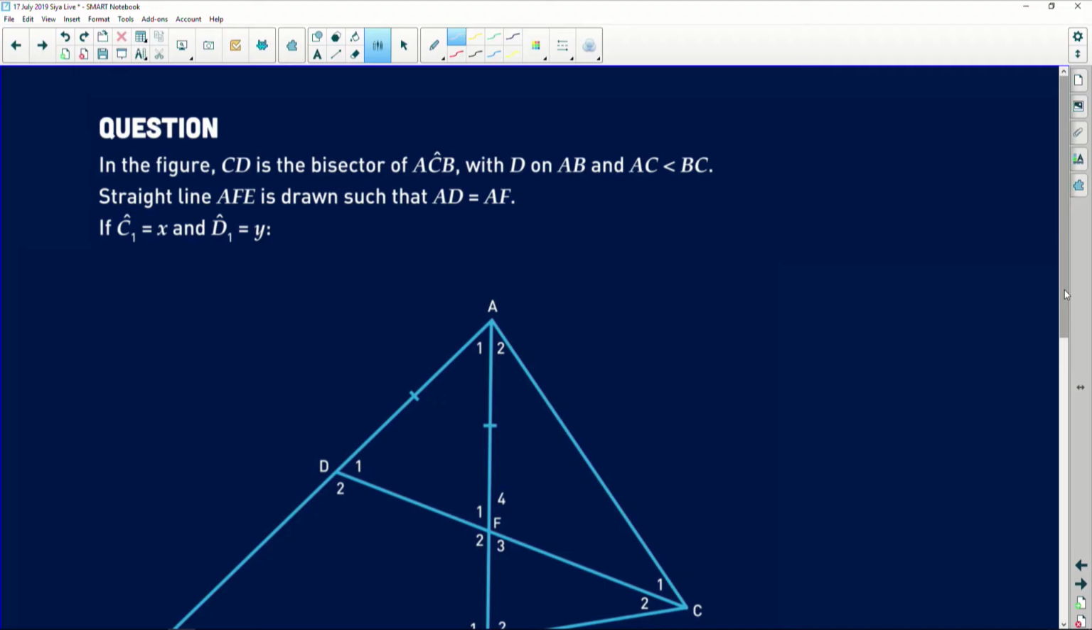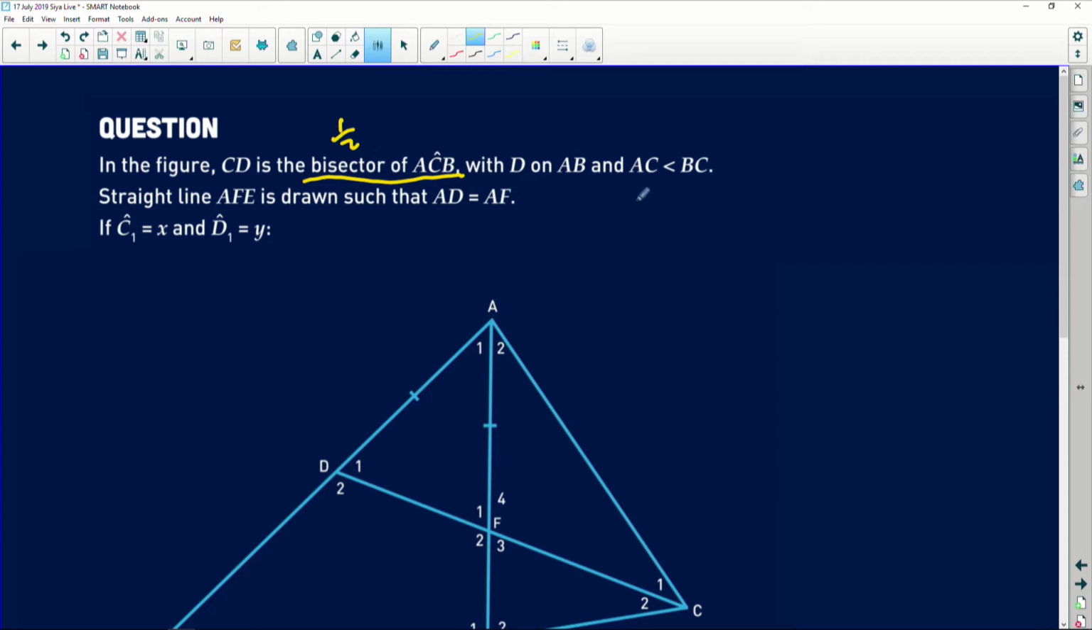Guys, let's have a look at what the question says. The question says, in the figure, CD is a bisector of angle ACB. Bisector would mean that it cuts in half, so it cuts it into two halves. Please don't say two equal halves, because halves are already equal.